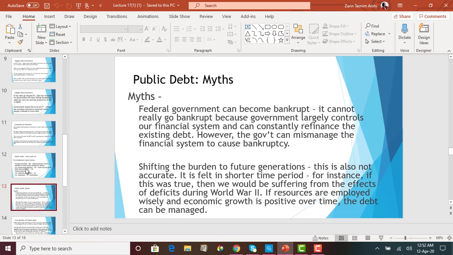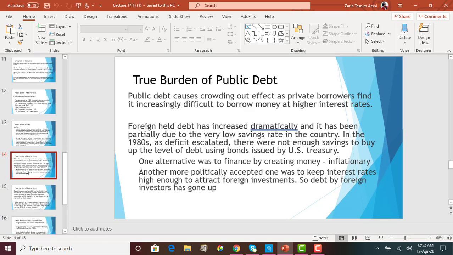So these are the two things that are myths associated with public debt, that federal government will become bankrupt, which is not true, and then too much public debt shifts burden to the future generation, and that is also not true. However, there are some true burdens of public debt, or some problems associated with public debt. And the first one is public debt basically drives out private investments, or in other words, it causes crowding out effect, right? Again, if there is too much public debt, most likely government is borrowing money from the banks. As a result, there is less funds available. Interest rates are going up.